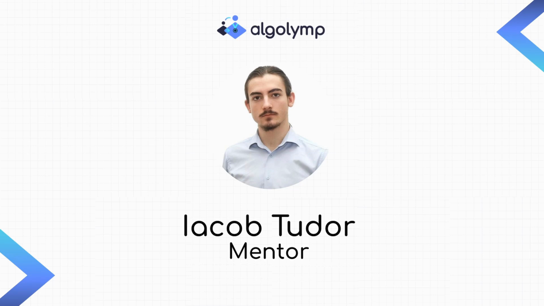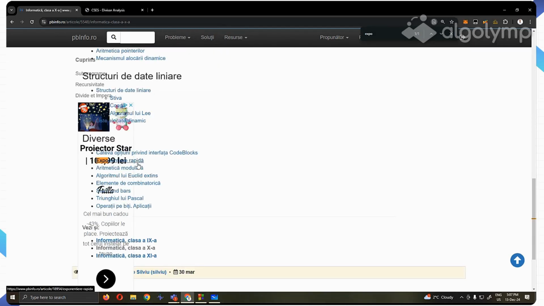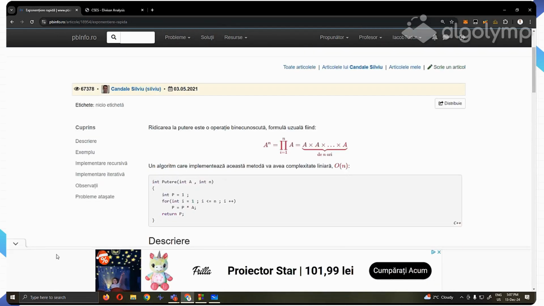And let's take a look at PB info about fast exponentiation, and I'll also send you the article. As far as I know, it's in 9th grade, but I'm not exactly sure. Expo isn't, it's in 10th grade. I wonder, fast exponentiation of times.